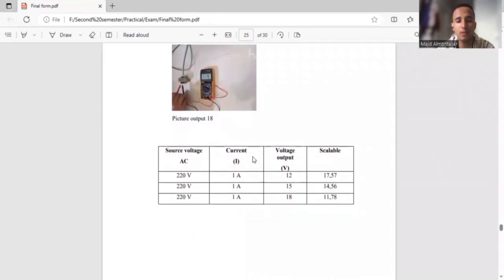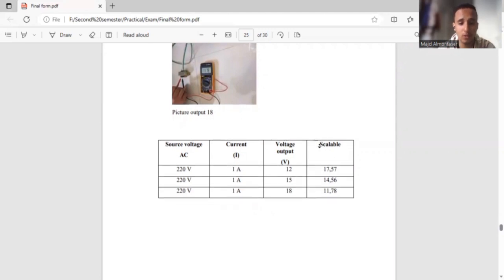And here we have this table where we have the source voltage for the AC, which is the same, and the current here is the same, 1 ampere. The voltage output is different, and the scale is different for each one.